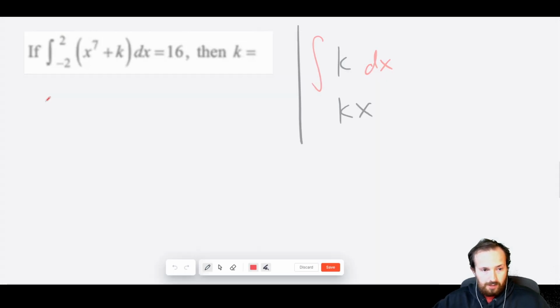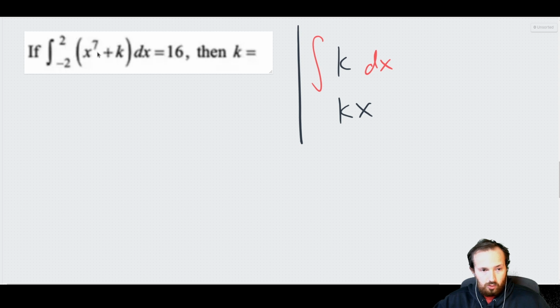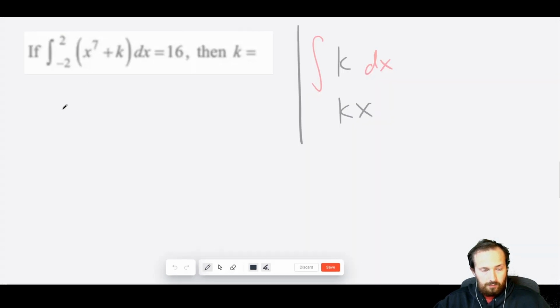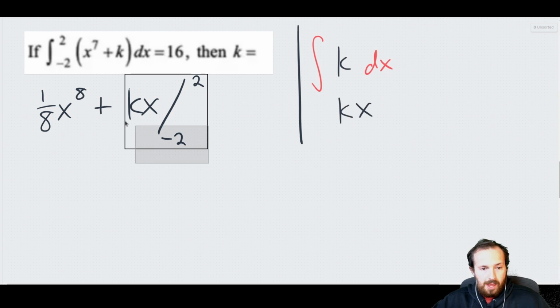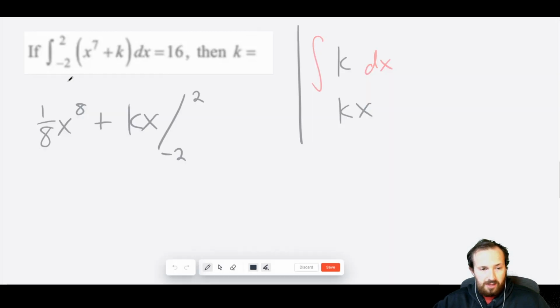So if we're trying to find the integral between -2 and 2 of this, we can literally just find the antiderivative of this expression. For the first one, we can just use the power rule, so that'll be 1/8 times x to the 8th, plus, kind of what we're talking about over here, kx. And we still need to evaluate it between -2 and 2 for the definite integral. And what they're telling us is that whatever that is, what we have written here, that whole thing equals 16.